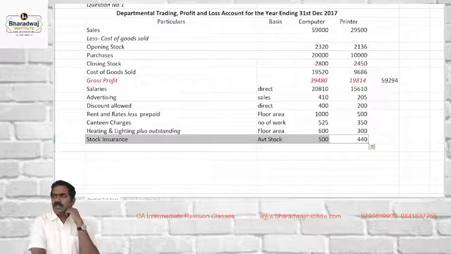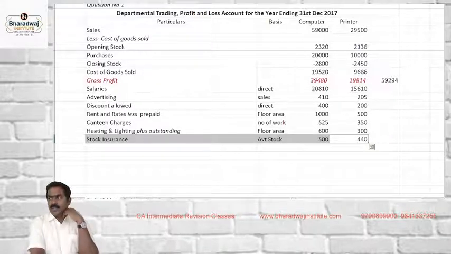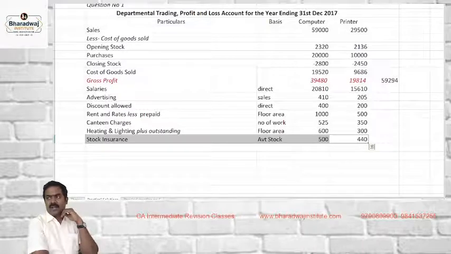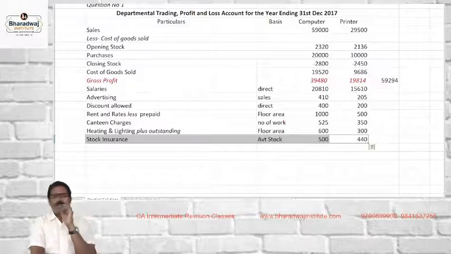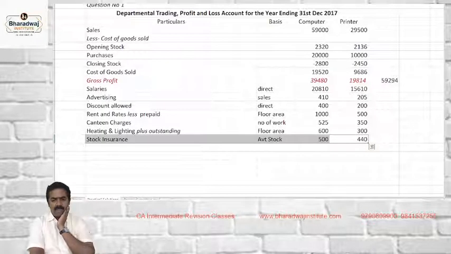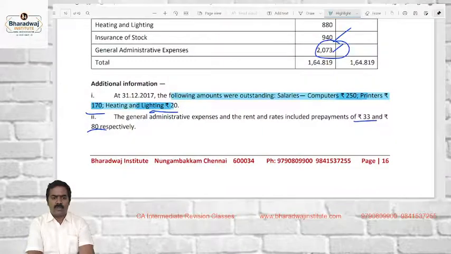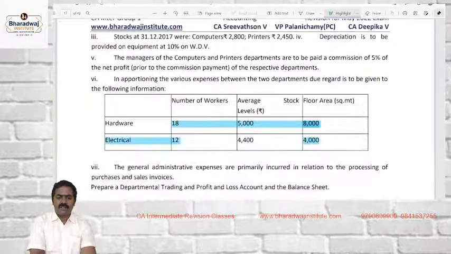Insurance on stock. Insurance on stock will be based on average stock held throughout the year. Suppose average stock is not given, then you can assume either based on opening stock or closing stock method. Since average stock is given, we go by that. What is average stock given?